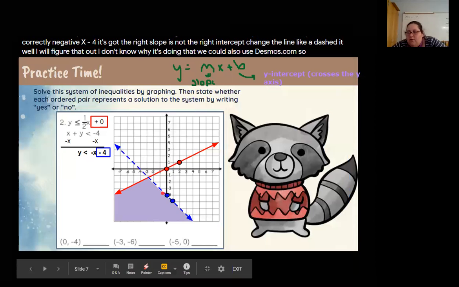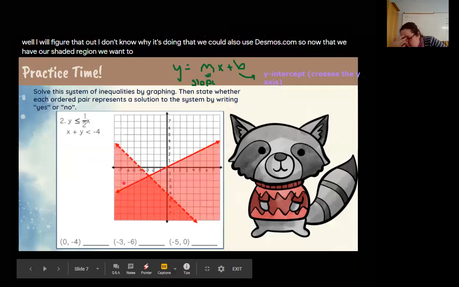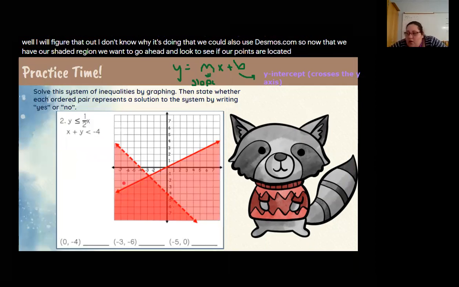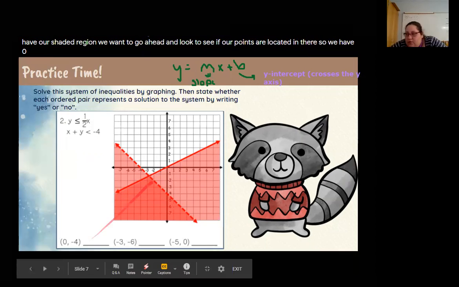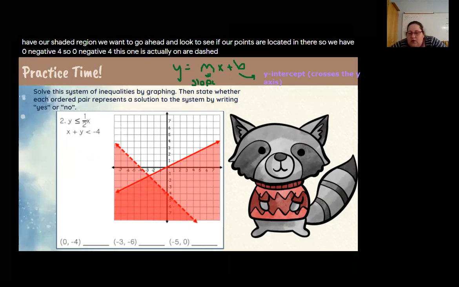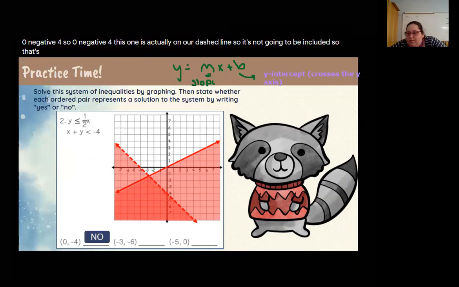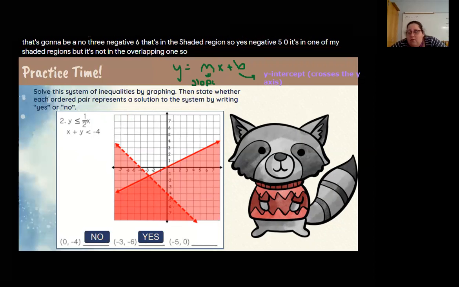So now that we have our shaded region, we want to go ahead and look to see if our points are located in there. So we have (0, -4). This one is actually on our dashed line, so it's not going to be included. So that's going to be a no. We have (-3, -6). That's in the shaded region, so yes. (-5, 0). It's in one of my shaded regions, but it's not in the overlapping one. So that one's going to be a no.